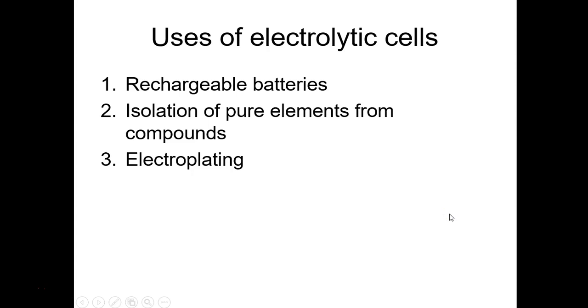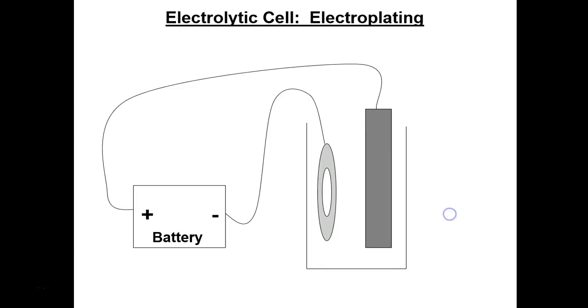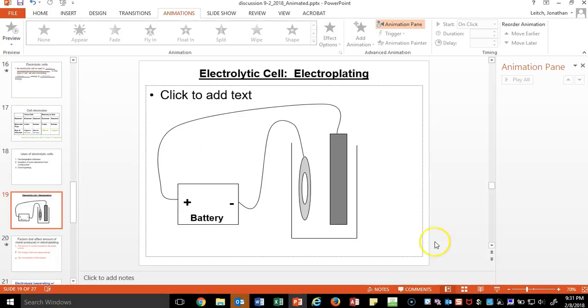All right, so what can we use electrolytic cells for? We can use them for rechargeable batteries, and we'll talk extensively about that in our option. We can use them to isolate pure elements from compounds, and we can use them for electroplating. So let's first look at electroplating. I'm actually going to draw another picture here. But you can see our electrolytic cell is one vessel with two electrodes in it connected to a battery.